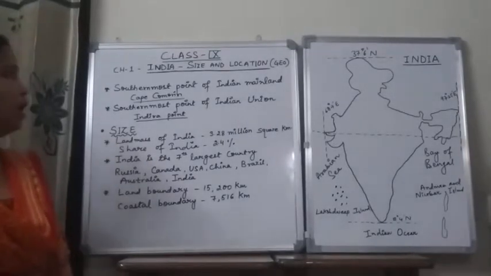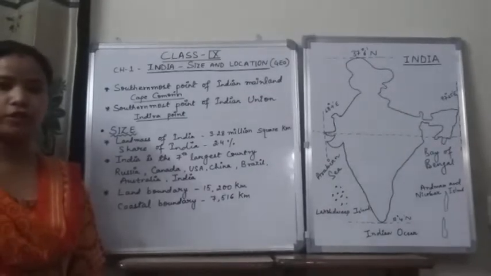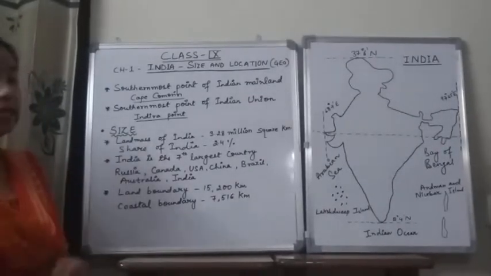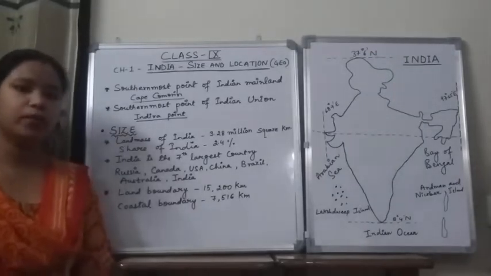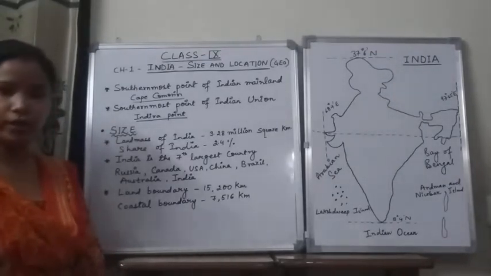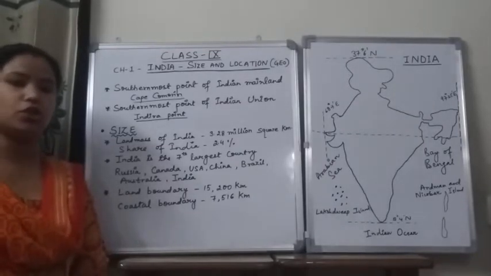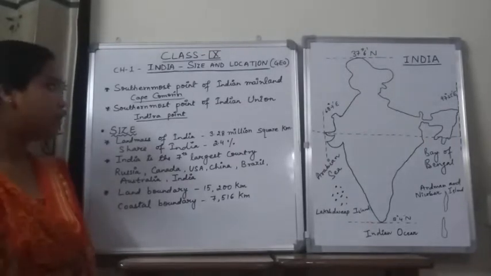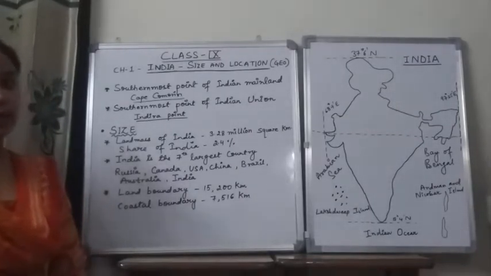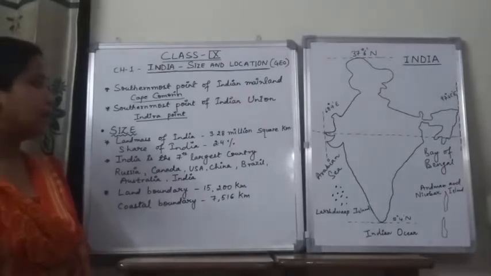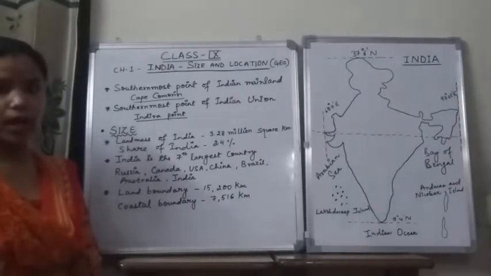Hello students. Today we are continuing with the geography chapter of class 9, that is India: Size and Location. In our previous chapter we discussed the location of India, the latitudinal and the longitudinal extension of India. But now in this chapter we'll be moving further and discussing the size of India. But in location we just discussed the mainland of India.